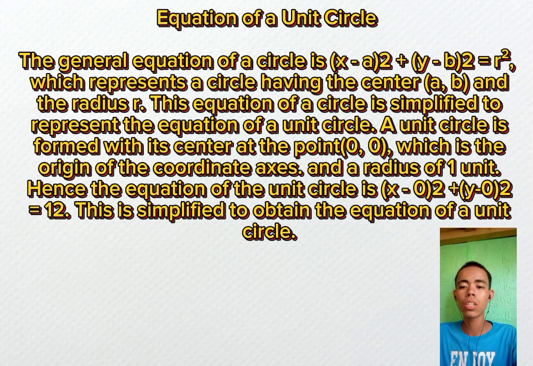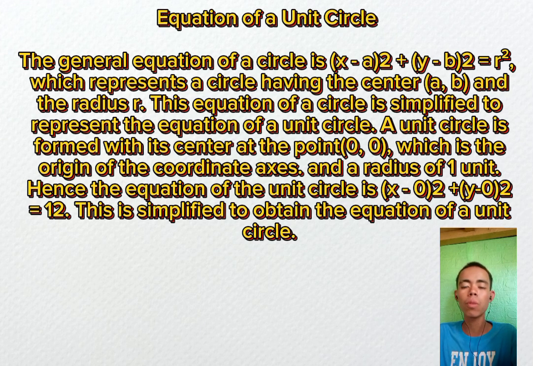Equation of the unit circle. The general equation of a circle is (x minus a) squared plus (y minus b) squared equals r squared, which represents a circle having center (a, b) and radius r.